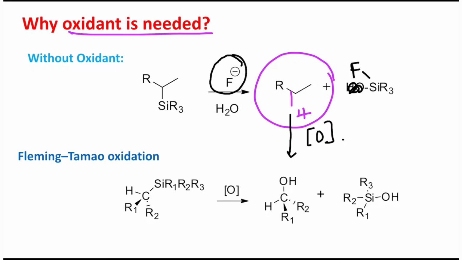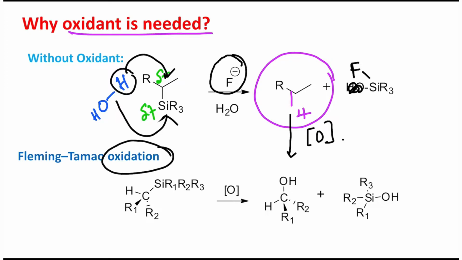If you look at the polarity of this bond, this carbon is delta negative and this silicon is delta positive because of the electronegativity difference. So if you hydrolyze this simply, then this hydrogen is expected to go here and OH is expected to go to silicon. So you will never get the final alcohol by direct hydrolysis. For that purpose you need oxidation, and that's why Fleming Tamao oxidation is utilized. In the presence of an oxidizing agent, this bond is oxidized and ultimately produces this asymmetric alcohol.